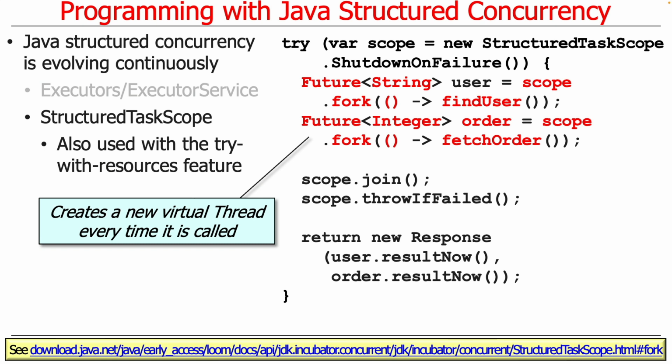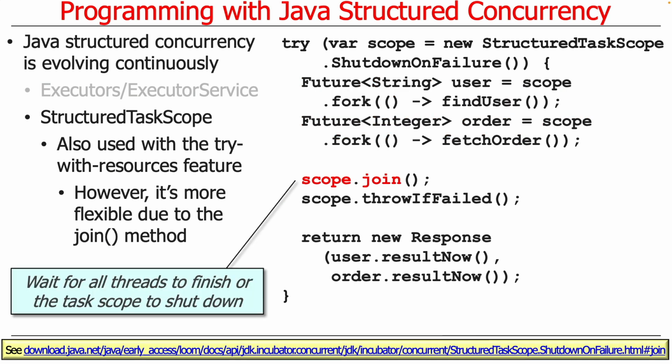And we're going to go ahead and find a user, and we're going to fetch an order. So we're going to let those two things go on in parallel. And then when we know that we need to get a result, because we can't go any further until we get a result, we can use join. And what join does is it waits for all the threads to finish the task scope, or it shuts things down. If things go awry, then it'll go ahead and shut down.